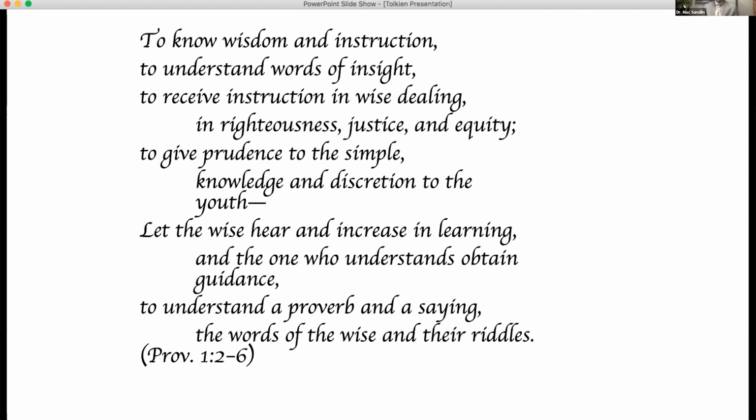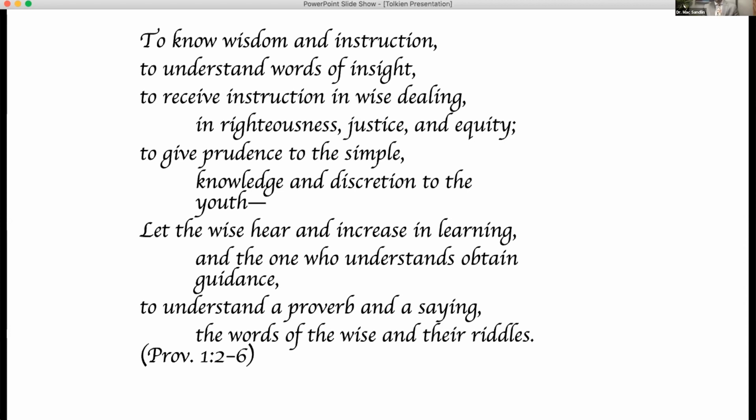riddles. This is a passage that Tolkien would certainly have been very familiar with, given his own deep religiosity and his deep commitment to Christian ideals, his Roman Catholic faith, and to Scripture. And I can just imagine this last line, the words of the wise and their riddles. It sounds like something right out of Lord of the Rings, something that Gandalf would say to Saruman or Saruman to Gandalf. So that's what we want to look at tonight.